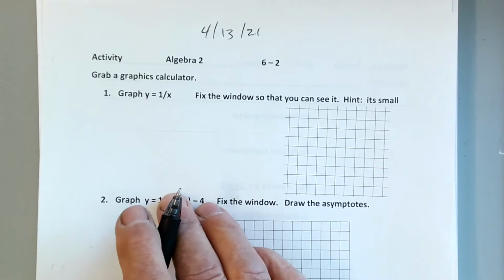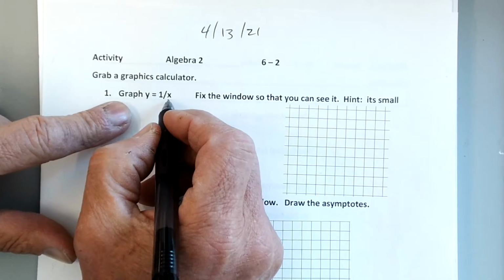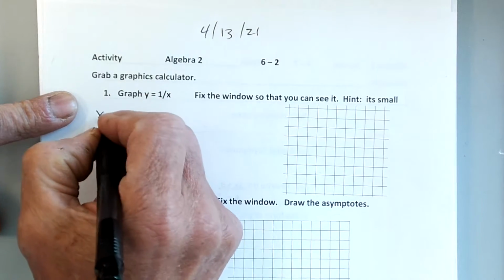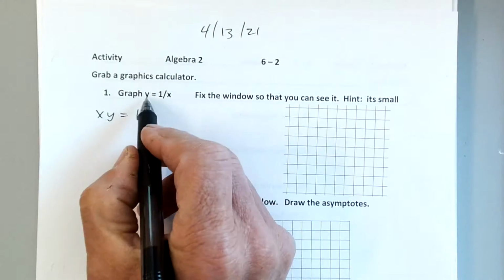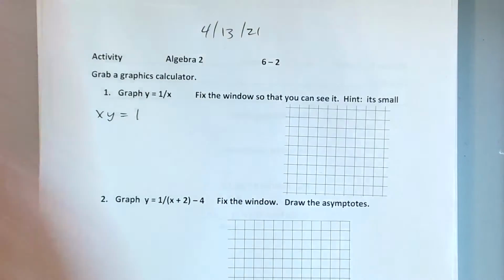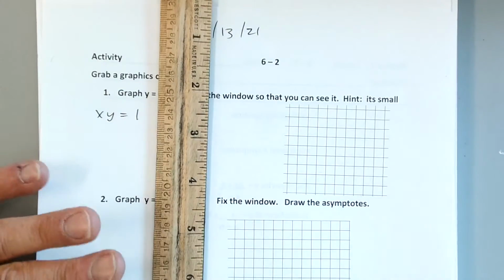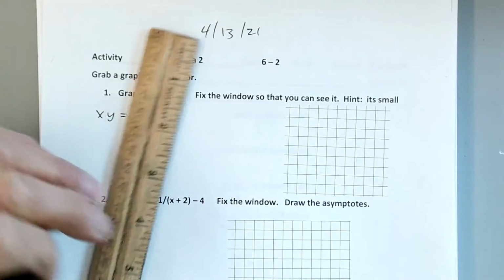So if I take a look at this graph, y equals 1 over x. It's the same thing as xy equals 1, if I just multiply the x up, right? And so we know something times something equals 1. So to do that, let me go ahead and see if I can get a graph of this. I'm going to go ahead and try and put this down.